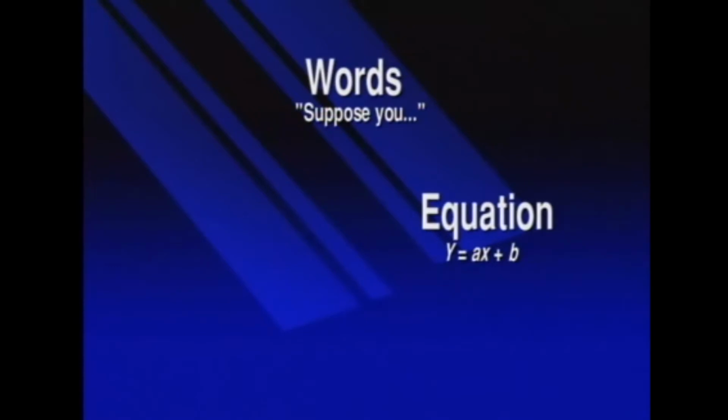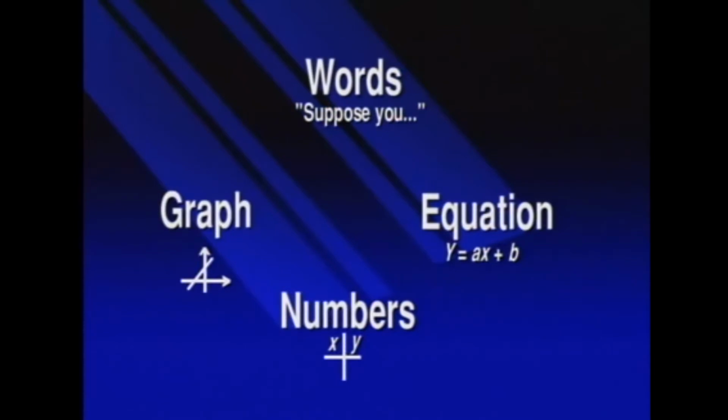Again, in lessons 6 and 7, we explored the different forms of representations. The first, words, as in a problem where suppose you had this and this and you had to come up with an equation. Second, we had the equations, y equals ax plus b. Thirdly, we had the numbers, the XY tables of input-output values. And fourth, we had the graphs that gave us straight lines, either rising or falling or staying horizontal.